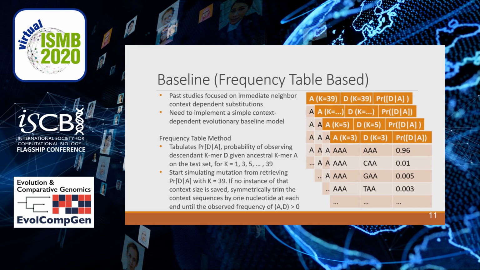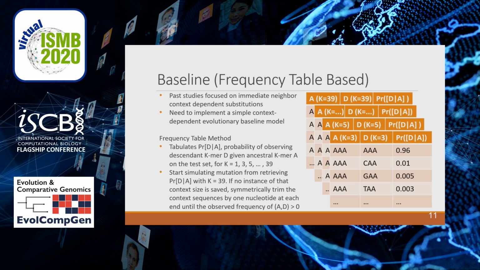To analyze EvolSTM's ability to capture long-range context dependencies, we need a baseline model to compare to. However, past studies focused on immediate neighbor context-dependent mutations, so their approach cannot be compared directly here. Thus, we need to implement a simple context-dependent evolutionary baseline model. For this purpose, we introduced a simple frequency table method for longer-range context-dependent evolution.